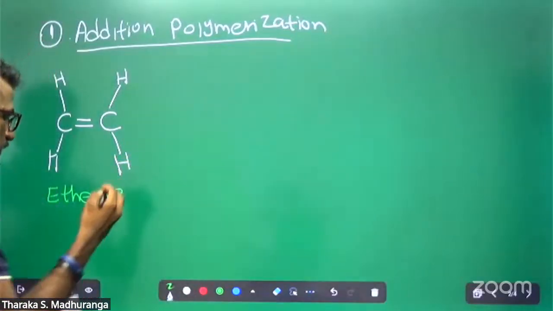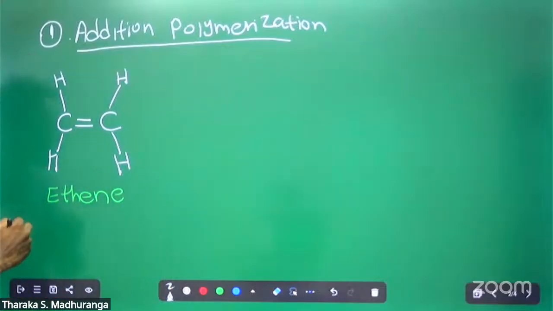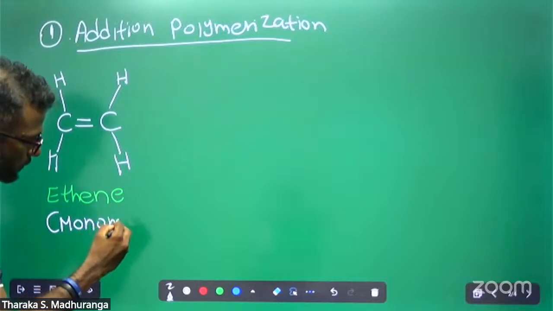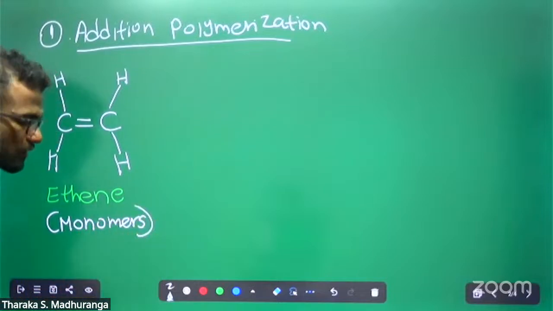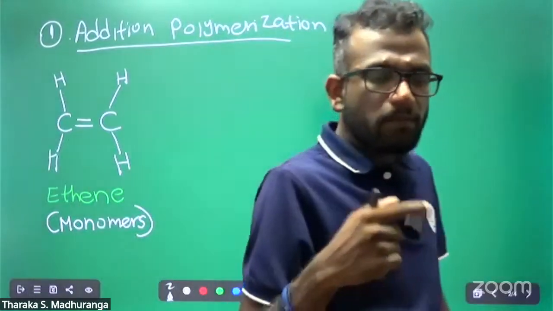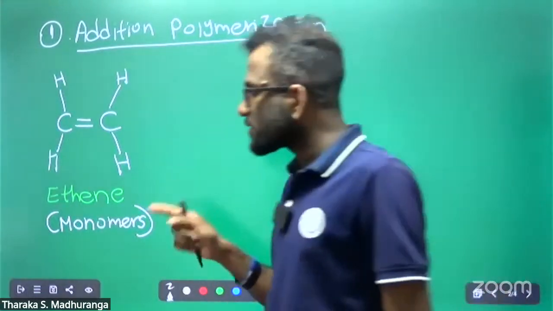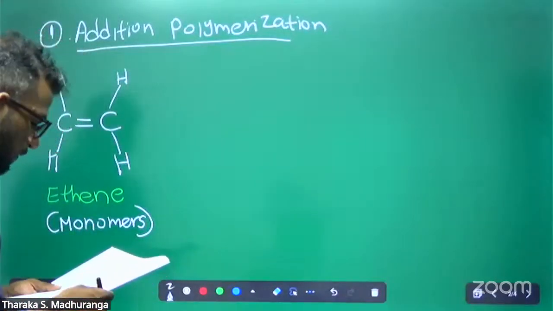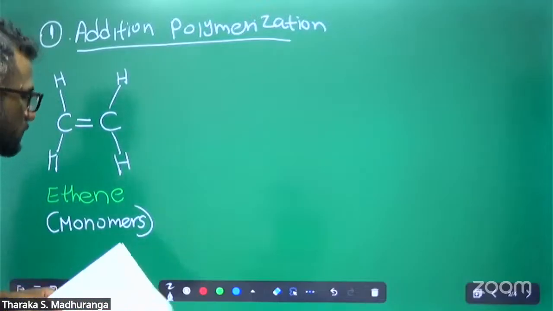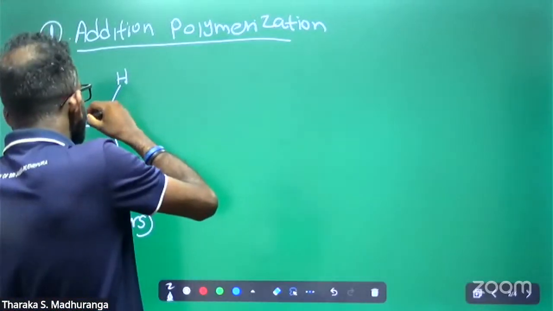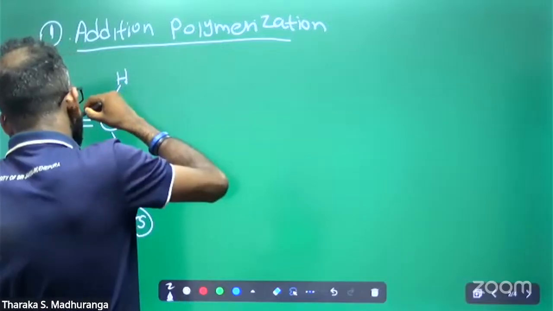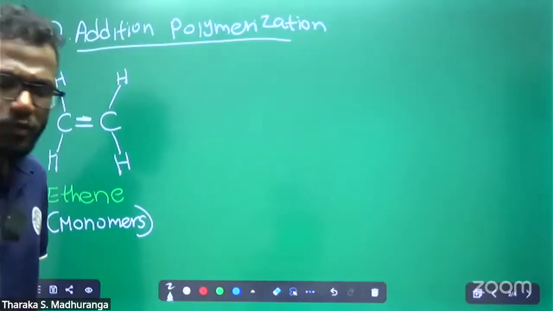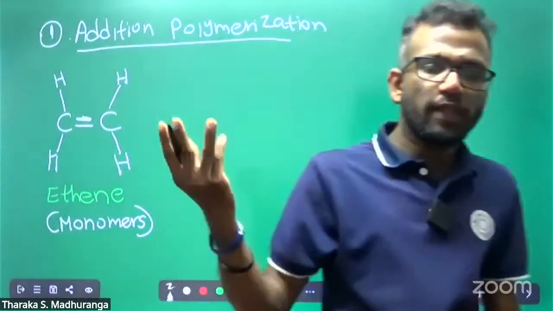Okay, this is ethene. In this polymerization process, ethenes are the monomers. In the polythene production process, ethenes are the monomers. You can see in ethene there is a double bond between two carbons. That double bond is what we call unsaturated.